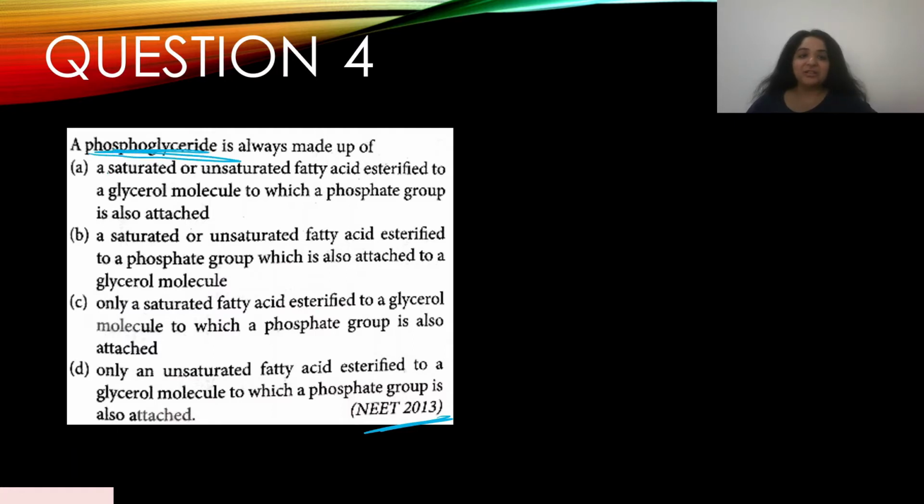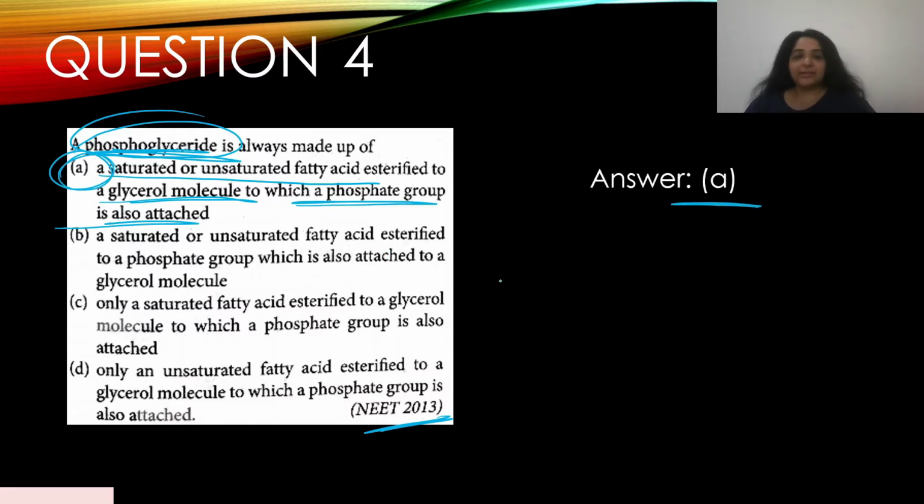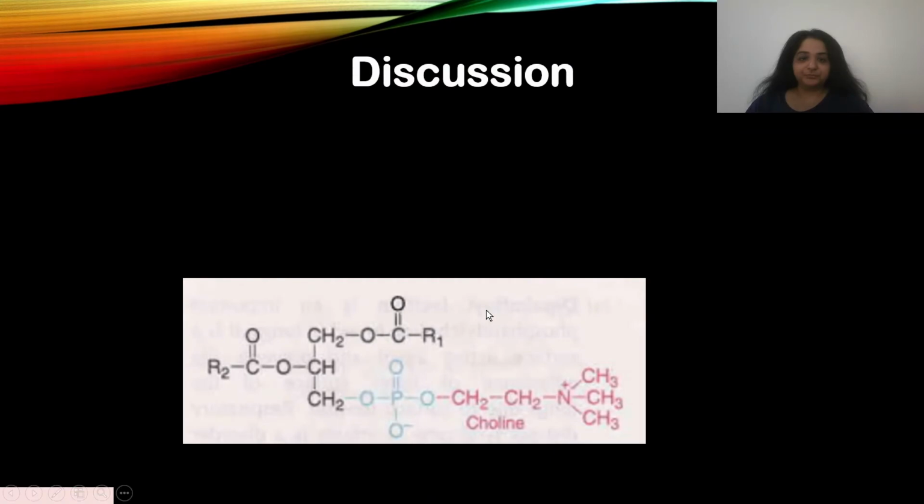So phosphoglyceride can have a saturated or unsaturated fatty acid esterified to a glycerol molecule, which we just saw in triglycerides, to which a phosphate group is also attached. It's the only reason why it says phosphoglyceride. Alright, so the answer is A. Okay, so the correct answer is A. Let's go to the discussion.